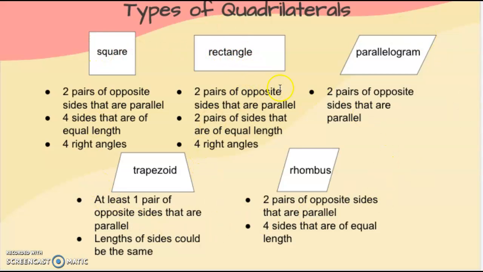Everything in here has at least 1 pair of opposite sides that are parallel, but what makes a rhombus, parallelogram, rectangle, and square different, how they're on that different branch, is because 2 pairs of opposite sides are parallel.